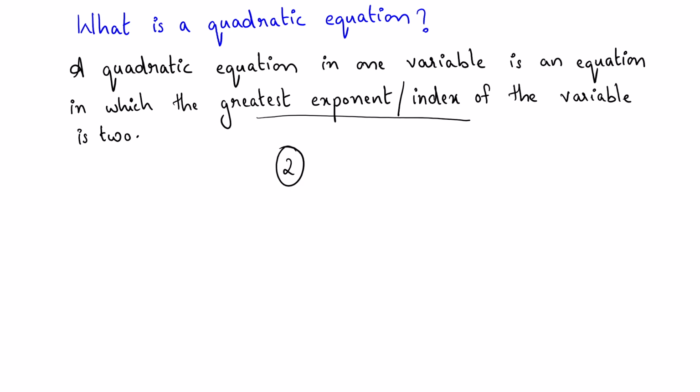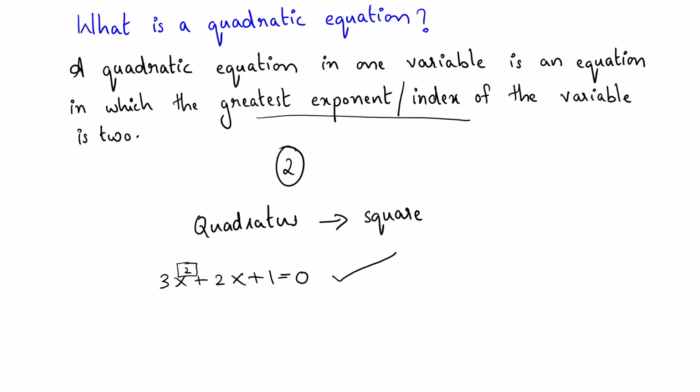Okay, so where did this quadratic word come from? It came from a Latin word called quadratus, which means square. So, as per the definition, a quadratic equation should have its highest power as 2. So, let's see some examples. Okay, 3x square plus 2x plus 1 equal to 0. Here, the highest degree or power is 2. So, this is a quadratic equation.